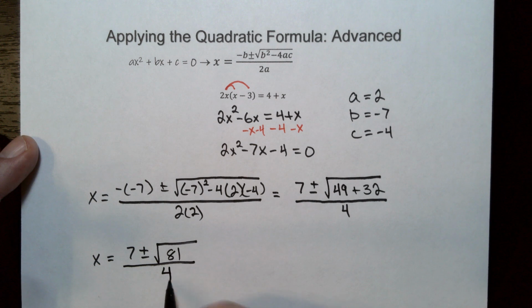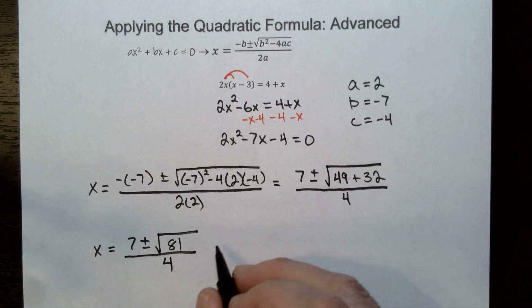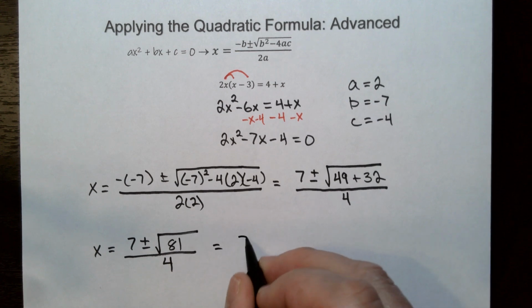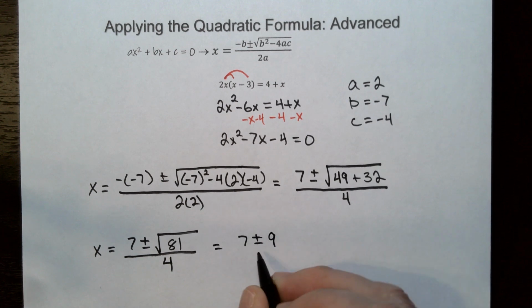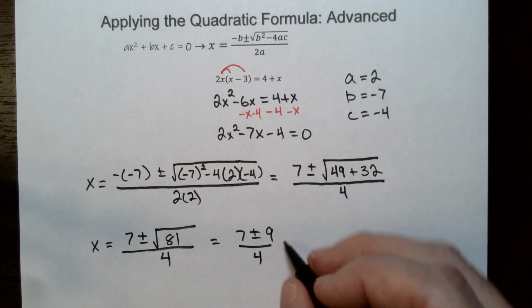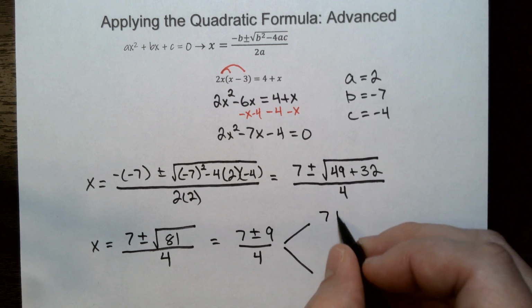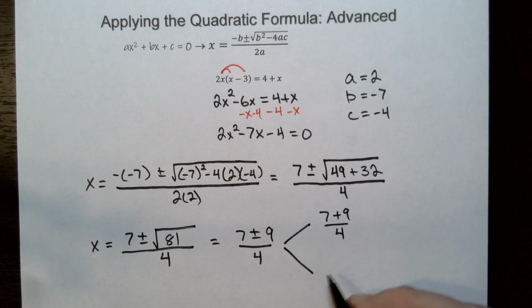Okay, over 4. And this one actually has a square root. 81 has a square root, so it's going to be 9. So this is equal to 7 plus or minus 9 over 4. Okay, so at this point, all the square roots are gone, so we'll split this up and get the actual numerical answers here. So our first one will be 7 plus 9 over 4, and our other one will be 7 minus 9 over 4.